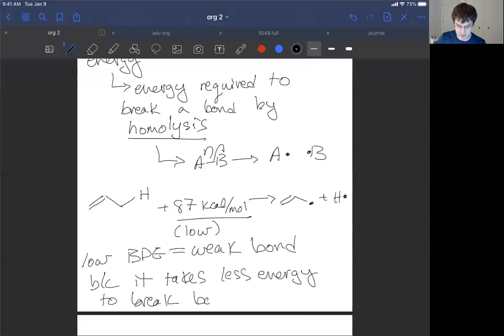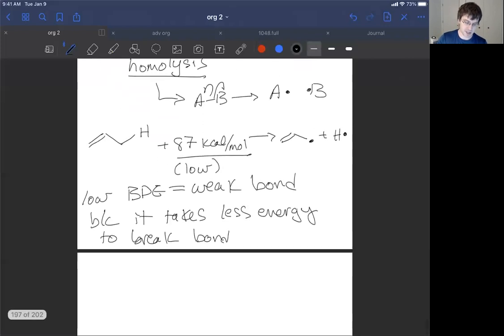If it takes less energy to break anything, whether it's a chemical bond or whatever you can think of, we tend to say that that's weaker. It's not strong. Stronger things take more energy to break, and that goes for bonds as well. So I'm saying that 87 kcals per mole is low, and so it's a weak bond, that carbon-hydrogen bond.